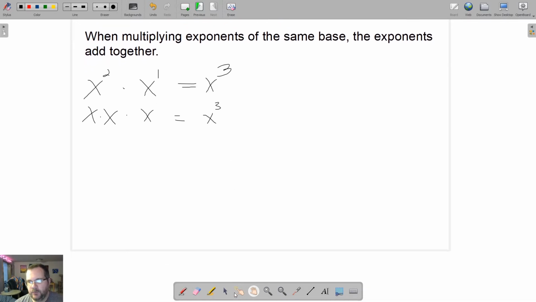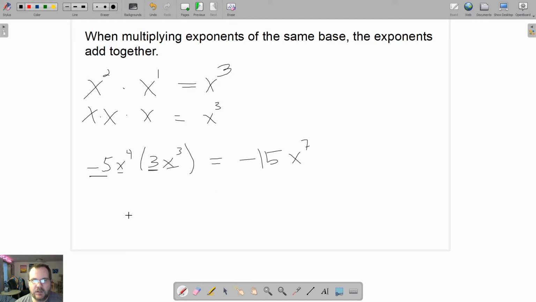Let's take this and extend it a bit more. So let's say that we have some numbers and variables in here. Let's say that we have negative 5 x to the fourth times, in parentheses, 3 x to the third. So we're going to do the numbers first, just like we always would. So negative 5 times 3 is negative 15. So we can at the very least do the number part first, right? Then we're going to do x to the fourth times x to the third, and that's going to be x to the seventh, because 4 plus 3 is 7.